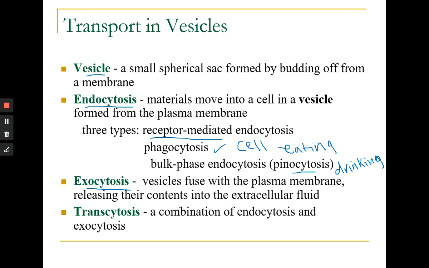Exocytosis is the vesicle from inside going out. The vesicle fuses with the membrane and it releases its content, like the secretion of hormones, for example protein hormones like insulin. Insulin is in a vesicle that goes out through the membrane, and also T3 and T4. Could be transcytosis, where it comes from outside to inside the cell and goes out the other side. So it is a combination of endocytosis and exocytosis. It enters from one side and goes to the other side.